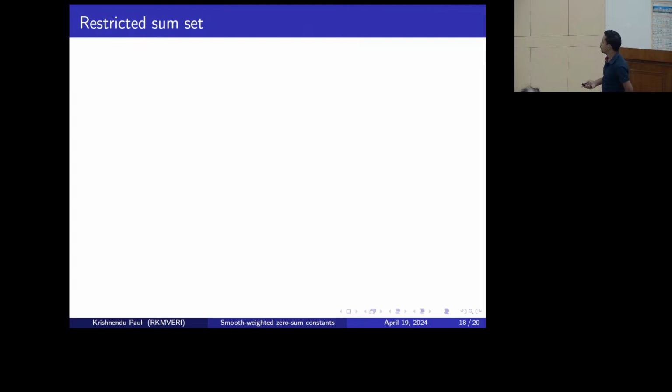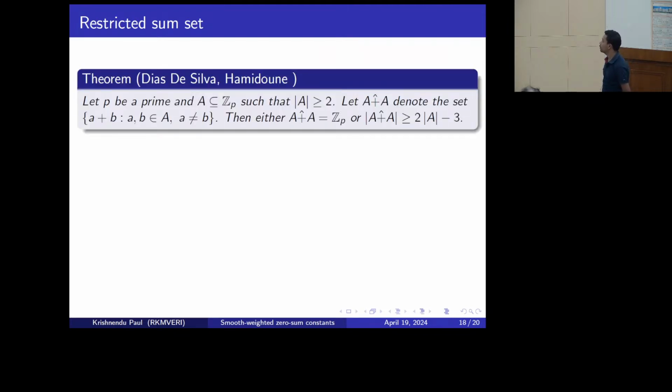There is a theorem on restricted sum set. It was conjectured by Edwards and Heilbronn, but it is proved by Dias da Silva and Hamidoune. It says that if we take a set of cardinality greater or equal to 2, then the restricted sum set is either the whole group or it contains at least 2 times cardinality of A minus 3 elements.